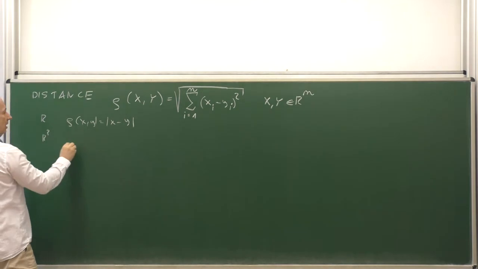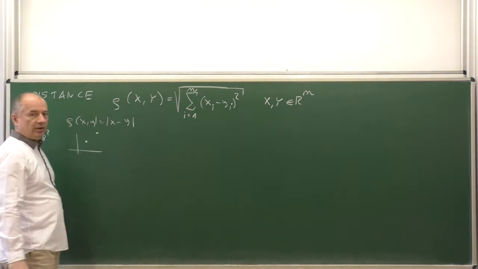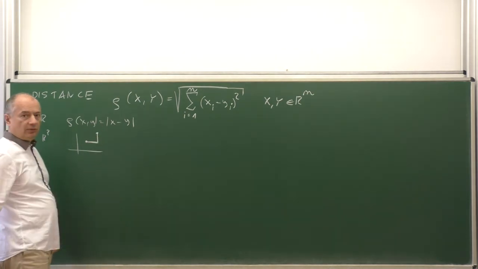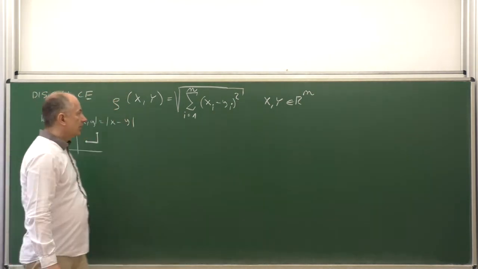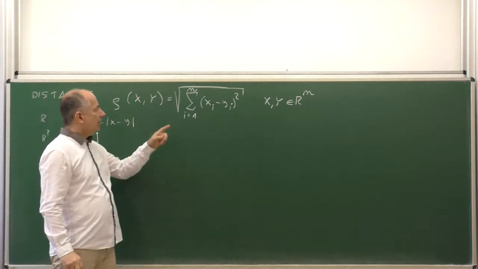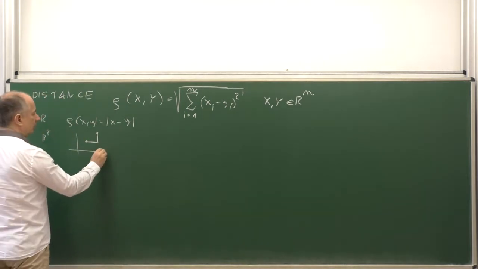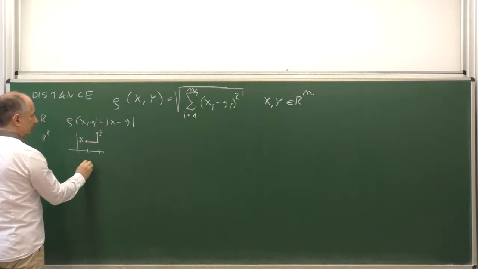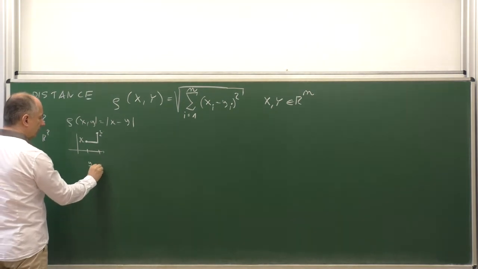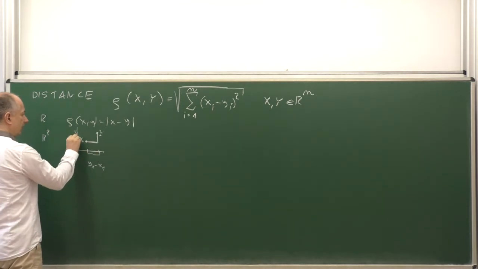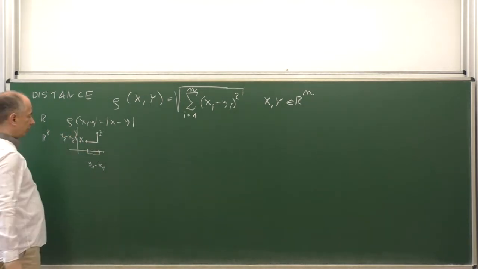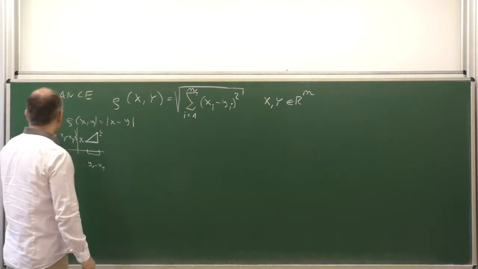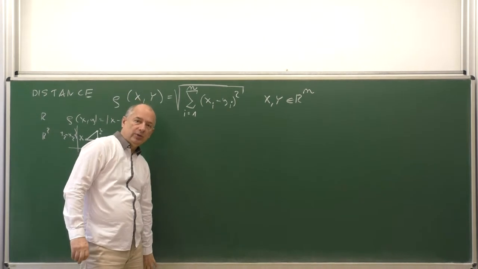In R2, this is the generalization. This is the Pythagorean theorem itself. This is the distance of x. This is the distance of y. Here x and y are two different points. This is the point capital X, this is the point capital Y, and this is Y1 minus X1, and this is Y2 minus X2. And when we take squares and sum and square root, then this is this distance. And this is a natural generalization to higher dimensional spaces.